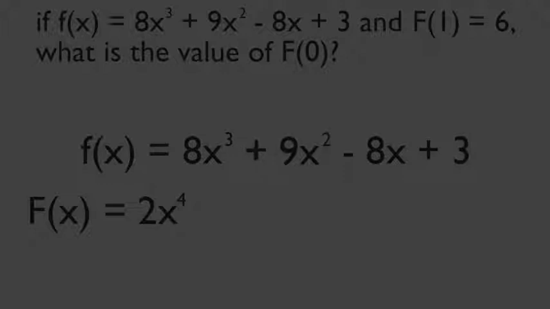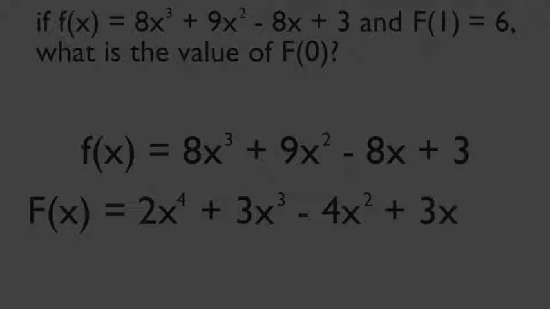Now the next term, the 9x squared, we do the same thing. We add 1 to the power, giving our new power of 3, and divide by the new power, so 9 divided by 3 is just 3. Then the next one, the negative 8x: we add 1 to the power of 1, so 1 plus 1 is 2, and divide by the new power, so 8 divided by 2 is 4, so it's 4x squared. And the antiderivative of the last term, the 3, is just 3x.